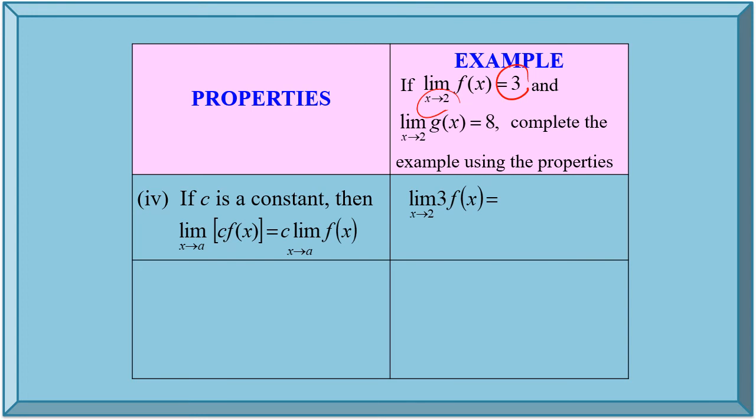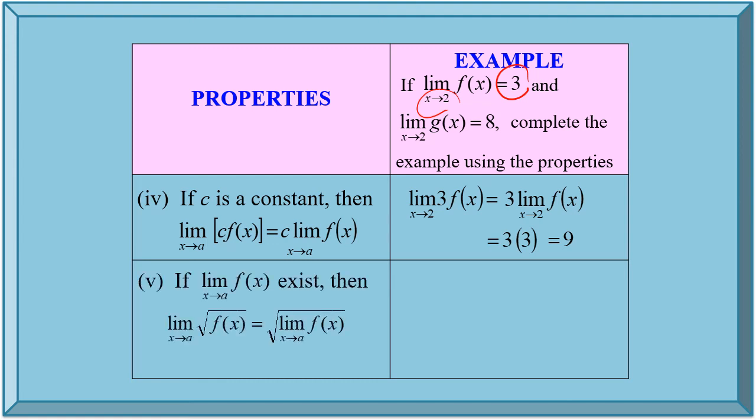For 3f(x), we don't know what f(x) is, right? So we can use the property. We take out the 3. So it will be 3 multiplied by the limit of f(x) when x approaches 2, which is the value we know already, equal to 3. So 3 times 3 equals 9.